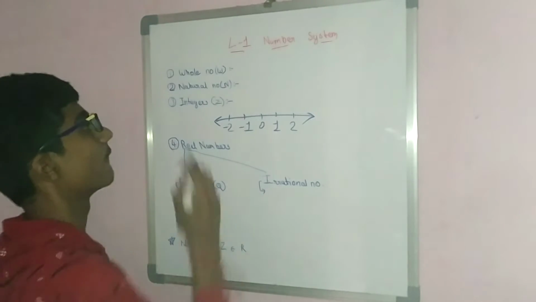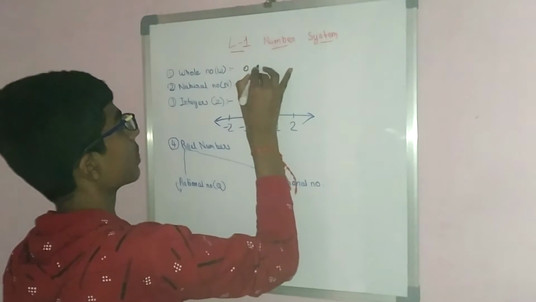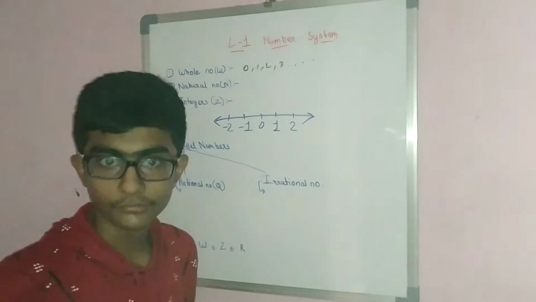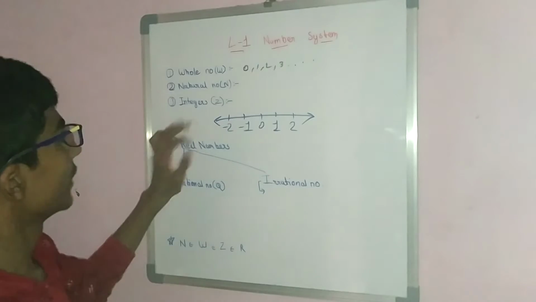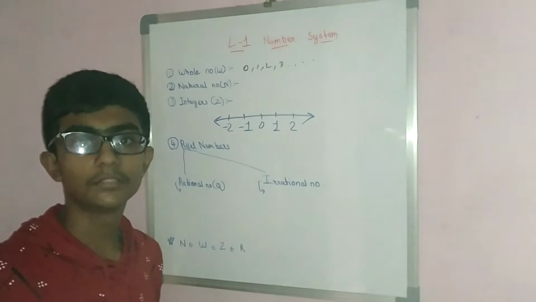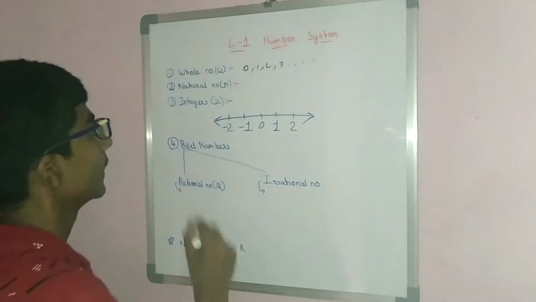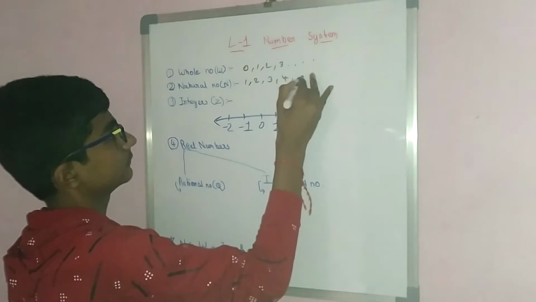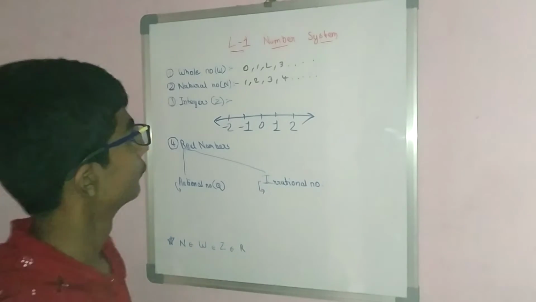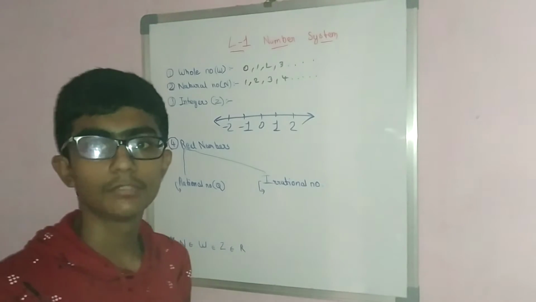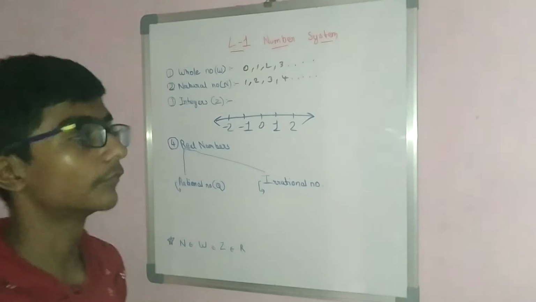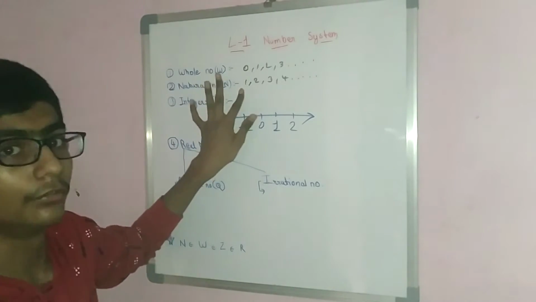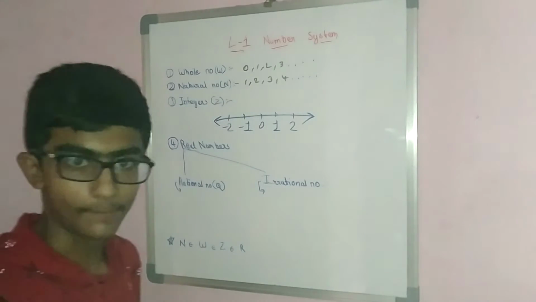The examples of whole numbers, these are the whole numbers. Now comes the natural number. We denote natural numbers with the symbol N. Here are the natural numbers. So there is only one difference between whole numbers and natural numbers: whole numbers have 0 and natural numbers do not have 0, except they both are the same.